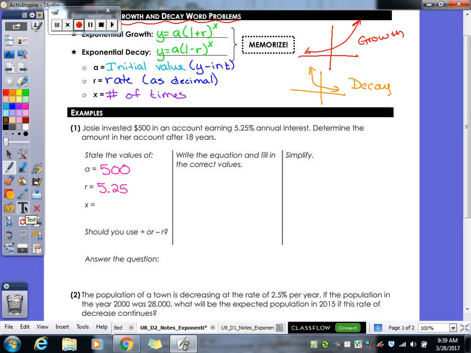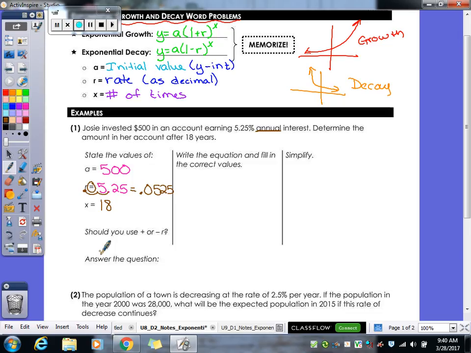R is her rate. What they tell us is it's 5.25%, but we have to change our percent into a decimal. Does anybody remember how to do that? Jordan? Move your decimal 2 places to the left. So that means I'm going to fill in the space with a 0. We're really using 0.0525. That's our 5.25% as a decimal. Then our X, since it's annual interest, that means she earns it once a year for 18 years. So X would be 18. This is happening 18 times.